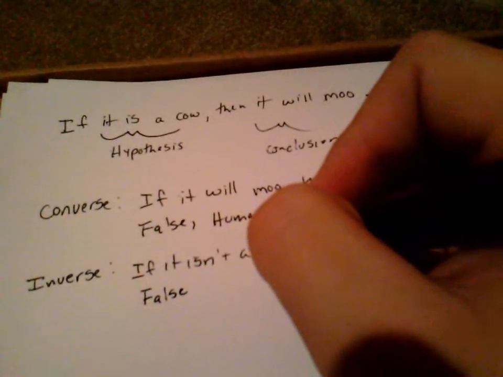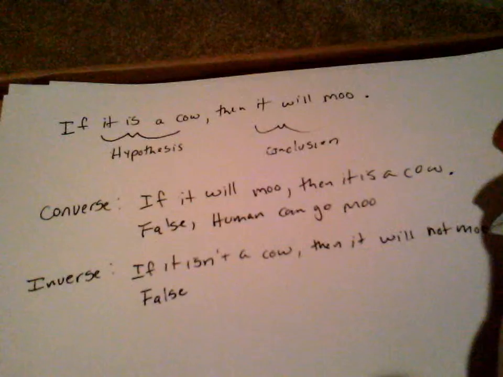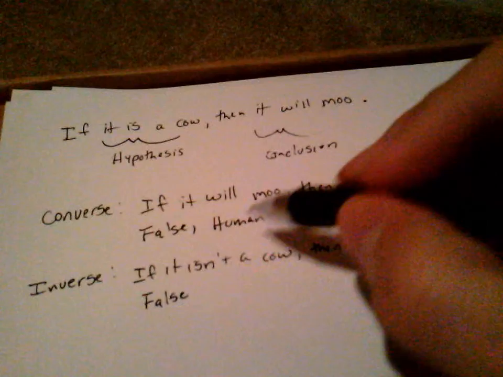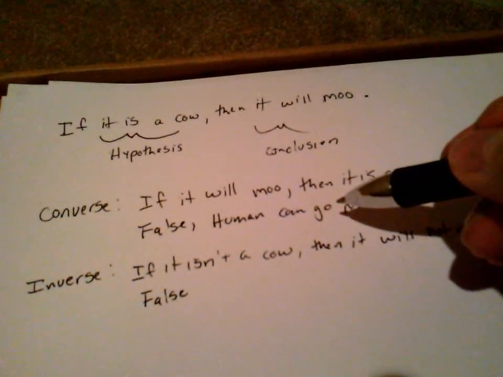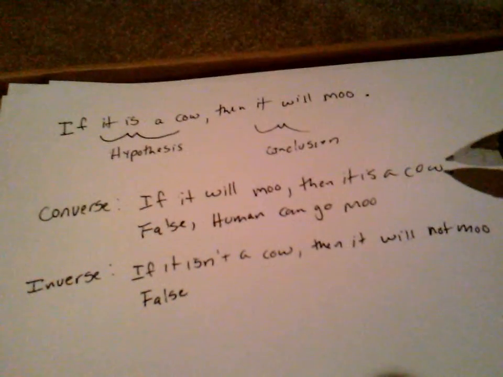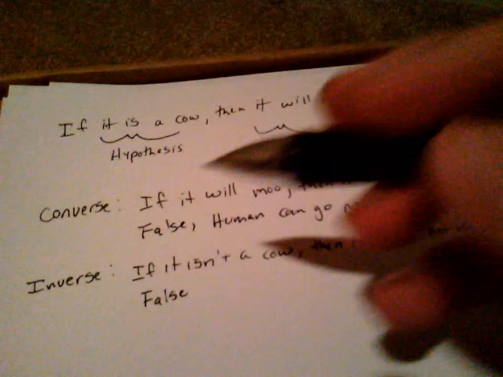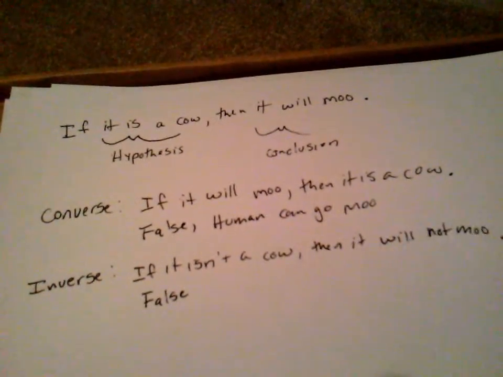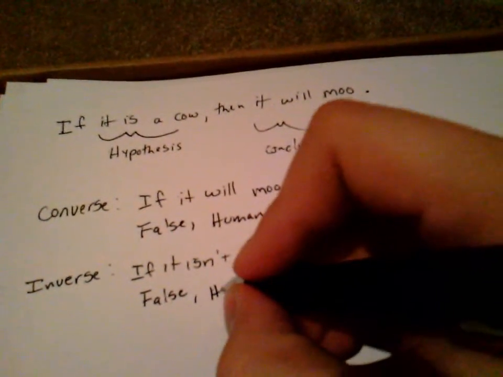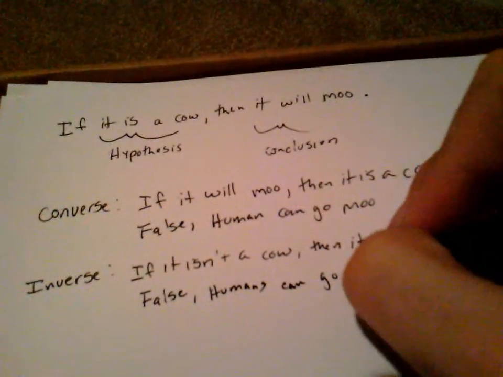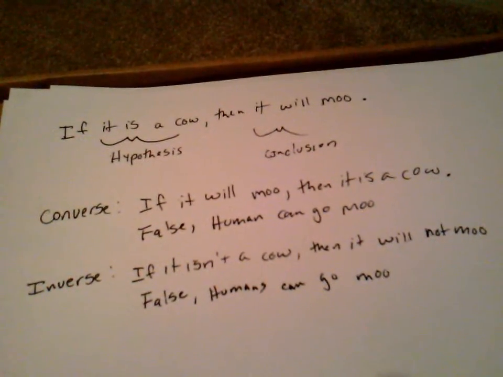Let's think of something, once again, that is not a cow, but will moo. This is once again trying to think of a logical statement of why this is false. We can go back to what our converse said: if it will moo, then it is a cow. If it isn't a cow, then it will not moo. Once again, if I moo, this proves the statement wrong. I'm not a cow, but I do moo. So guess what? Humans can go moo. We can do the same thing. Finally, contrapositive.